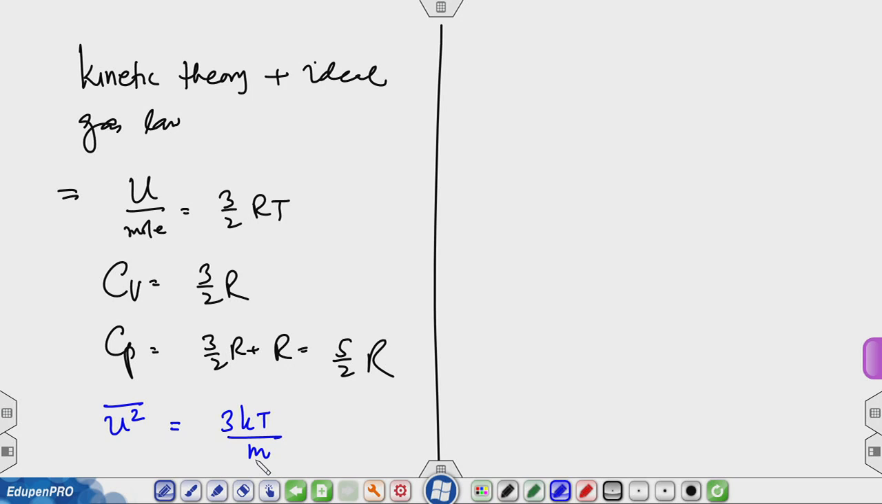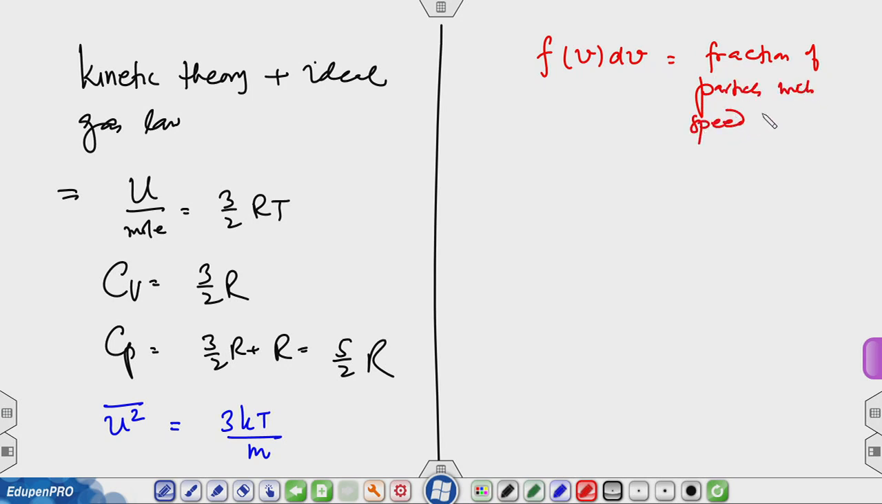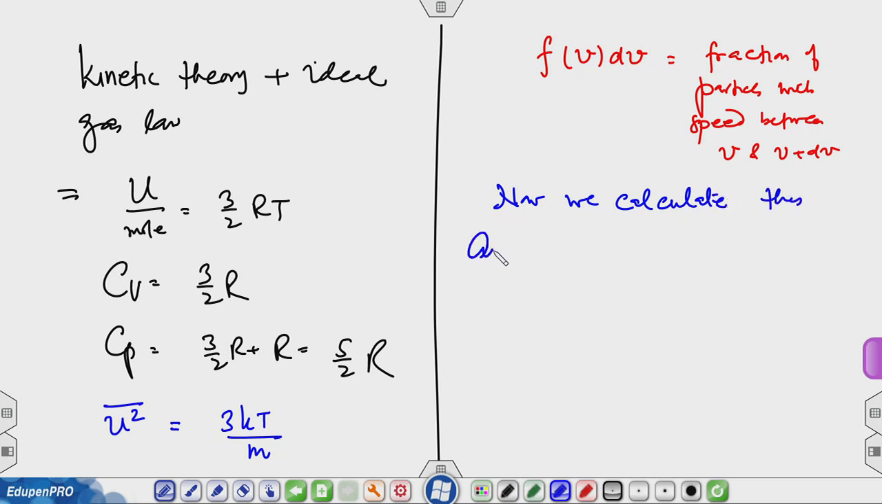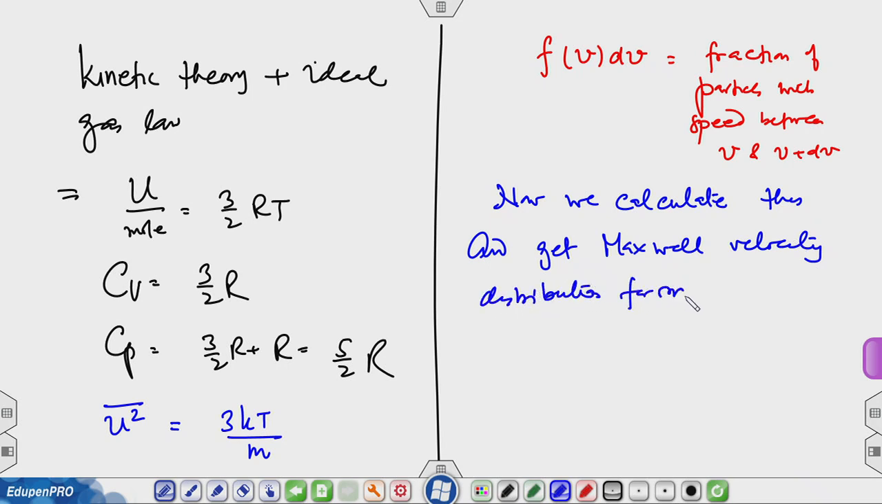Now, we have assumed in this that there is a function f v dv that gives you the fraction of particles with speed between v and v plus dv. So now we will calculate this, and get the Maxwell velocity distribution formula.